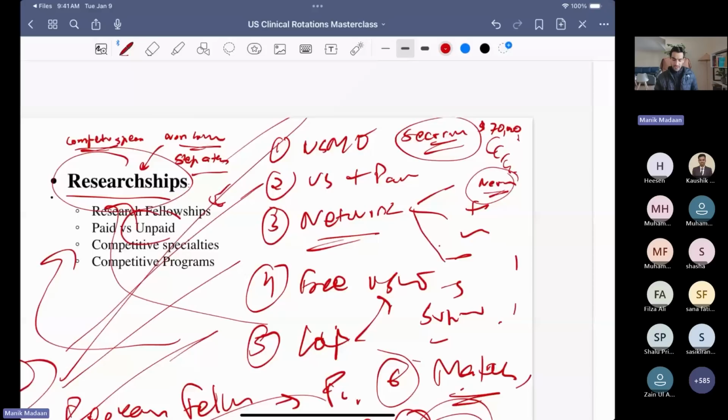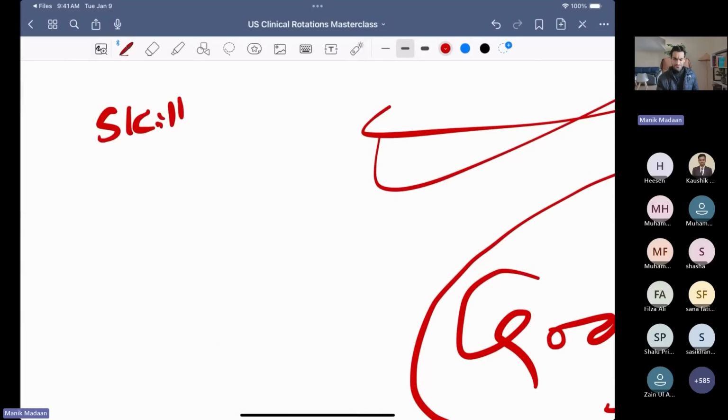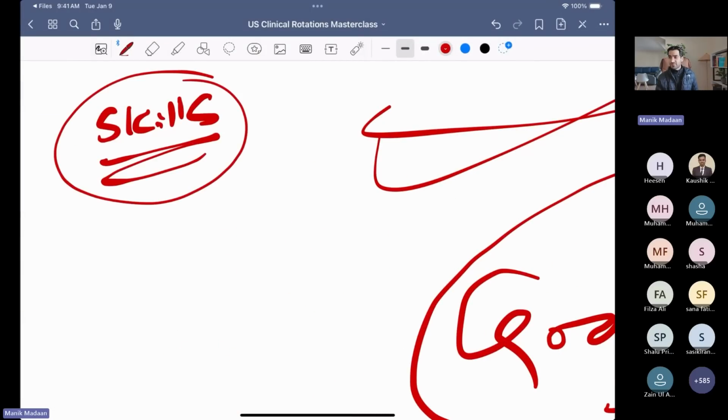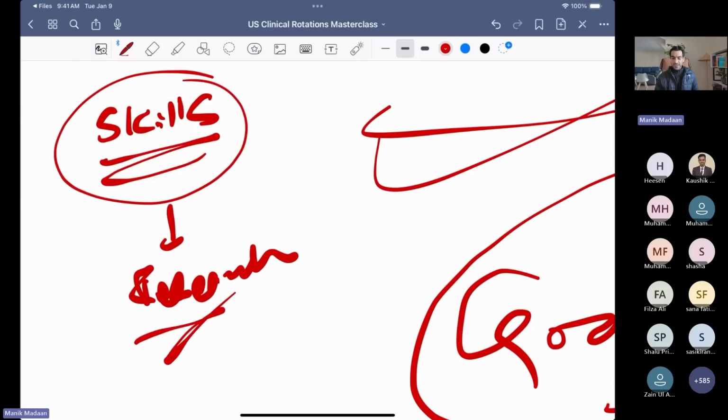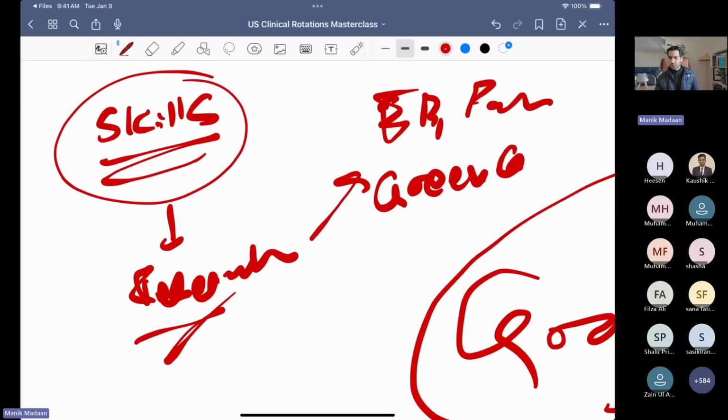Plus, this is another part of research fellowships you should realize: skills. The skills that you develop from research are so powerful that the US would want to give you an accelerated green card, because if you have a good number of citations, you can apply via the EB1 pathway and get a green card. And guess what? What do programs like?